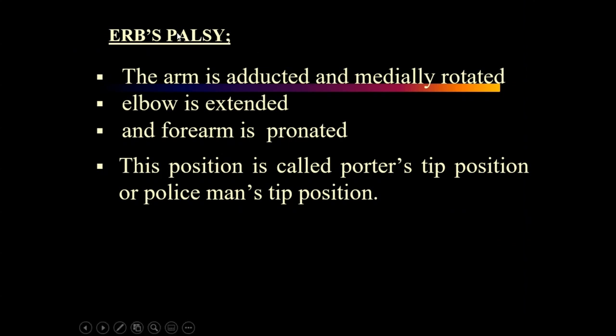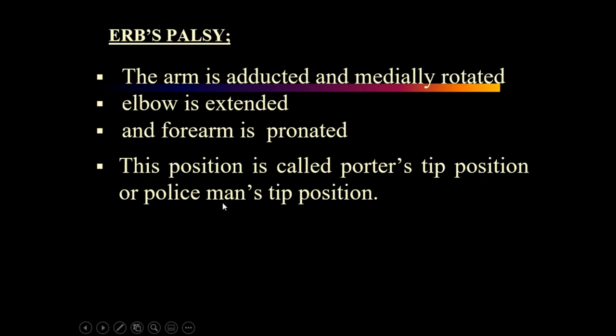So what are the effects of the Erb's palsy? Arm is adducted and medially rotated. Elbow is extended, forearm is pronated. This position is usually called porter's tip position or policeman's tip position.